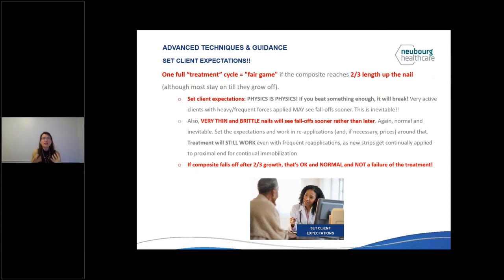This also means if they are very, very active, okay? They're soccer players and skaters or whatever. You guys, physics is physics.